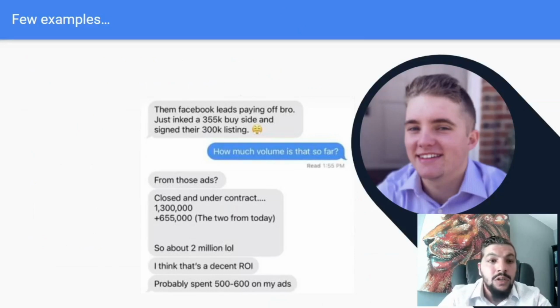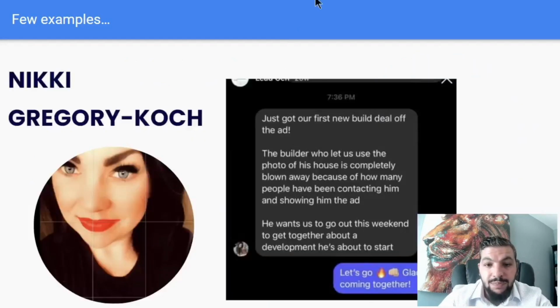If you were to close on $2 million worth of real estate, how much commission would that net you, right? And if you were to spend $500 to $600 on that, what is the return on investment? Just doing some quick numbers in my head, the return on investment could be 100x, which is ridiculous, and that's not necessarily the number you want to shoot for all the time. But this is one example, right? A $500 to $600 ad spend generated almost $2 million in closings, and you can calculate the commission on that.